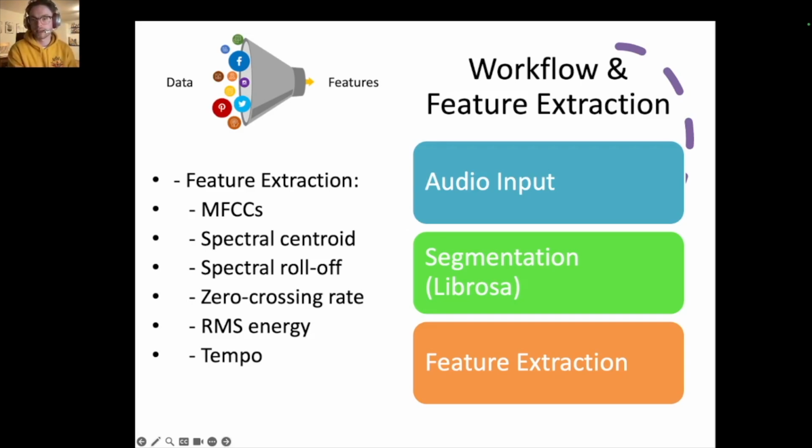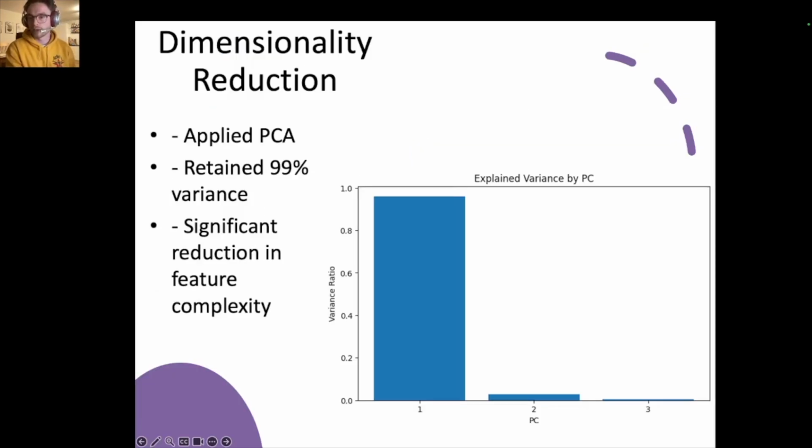I then extracted essential audio features such as MFCCs, spectral centroids, spectral roll-off, zero crossing rate, RMS energy and tempo for audio data analysis. To simplify the high-dimensional feature set and make the model more computationally efficient, I applied principal component analysis, or PCA, which is a dimensionality reduction technique.